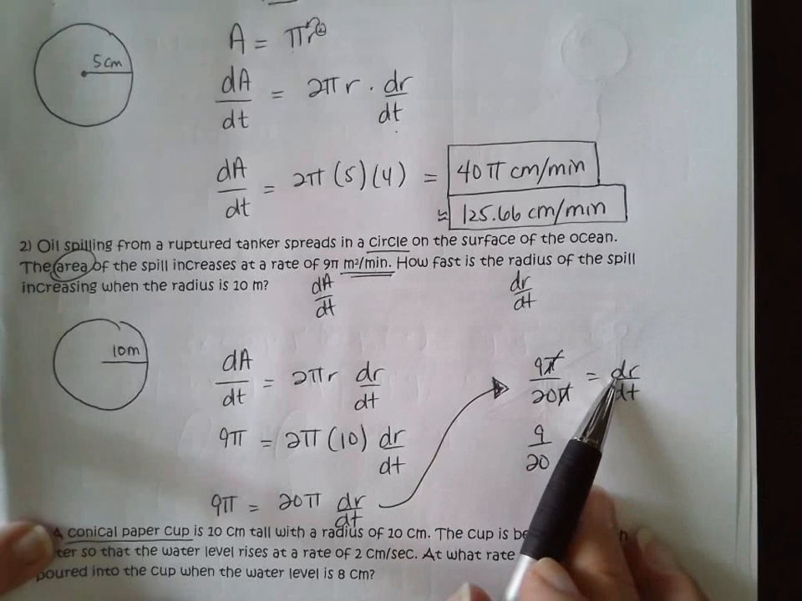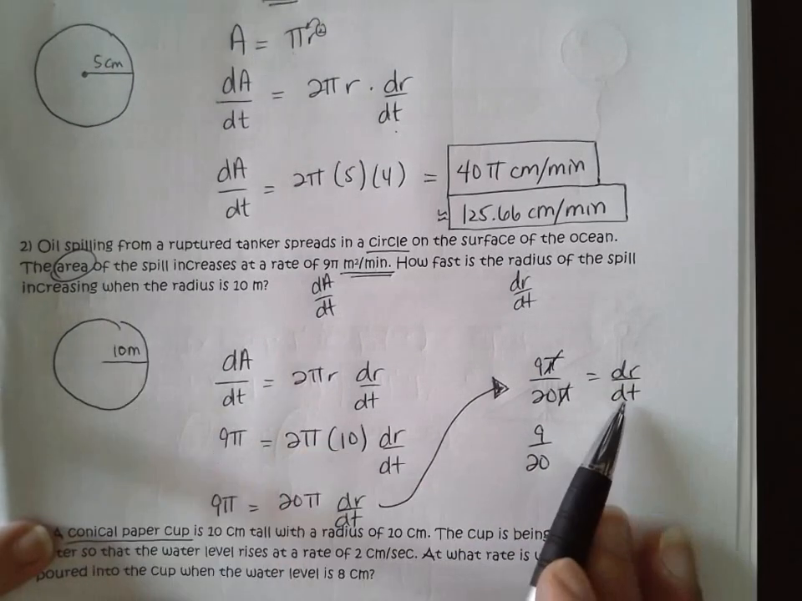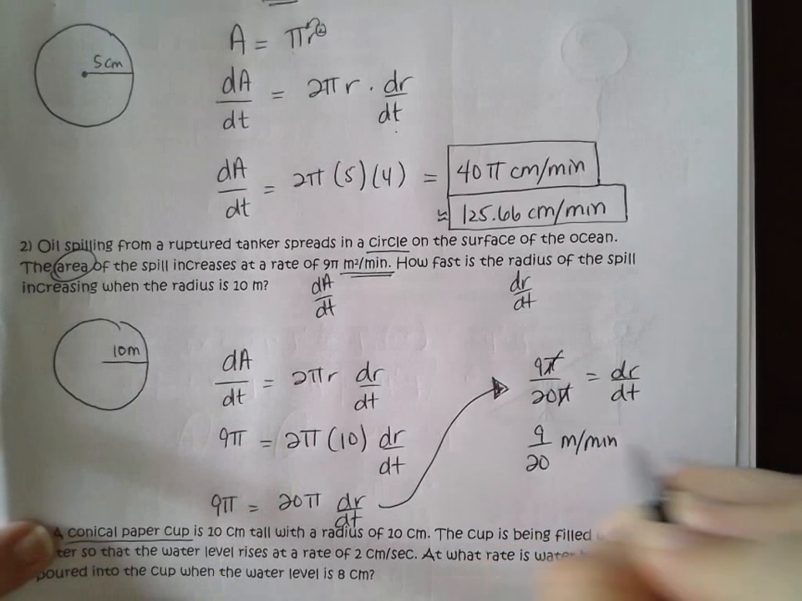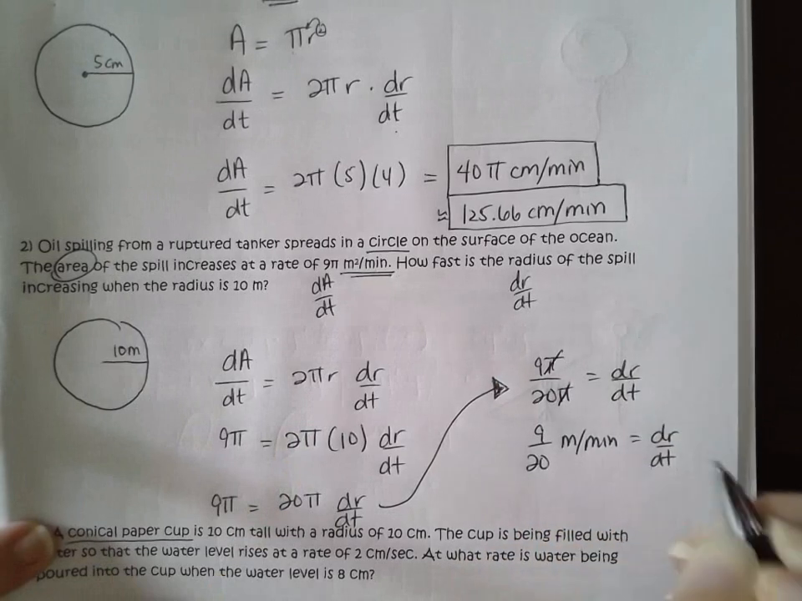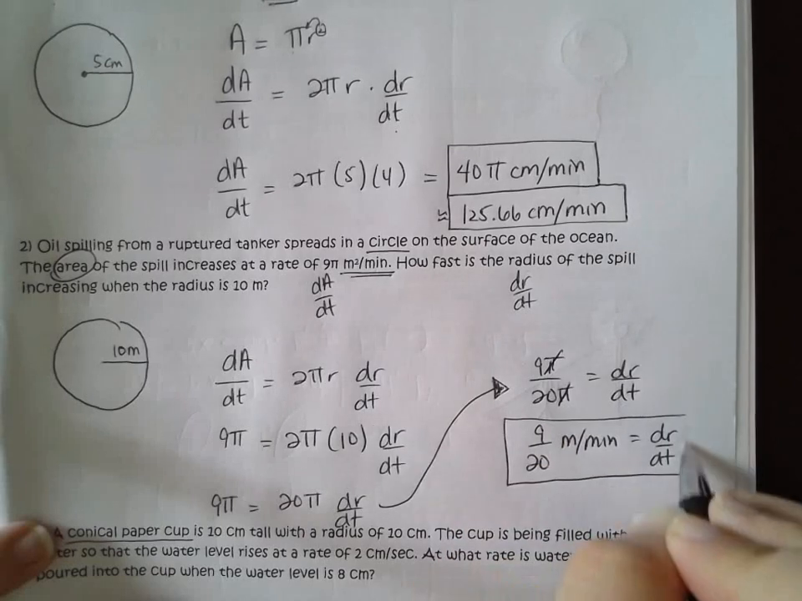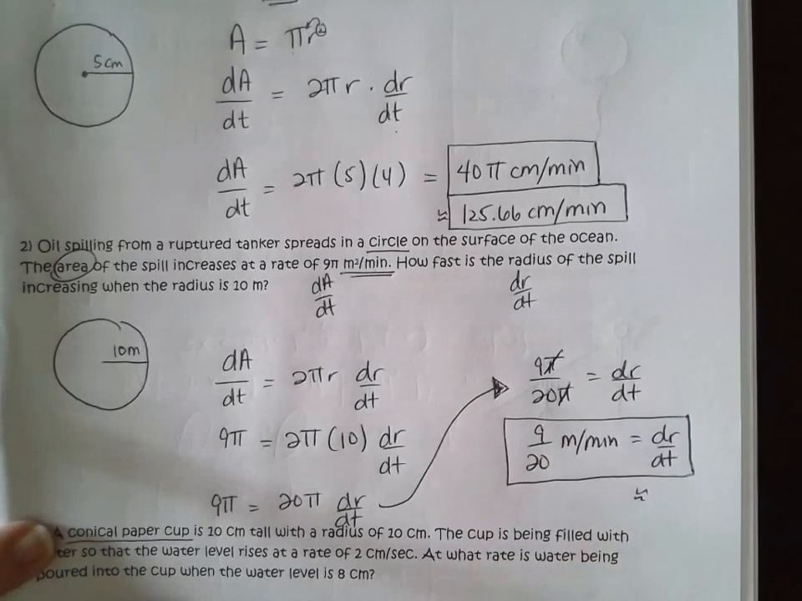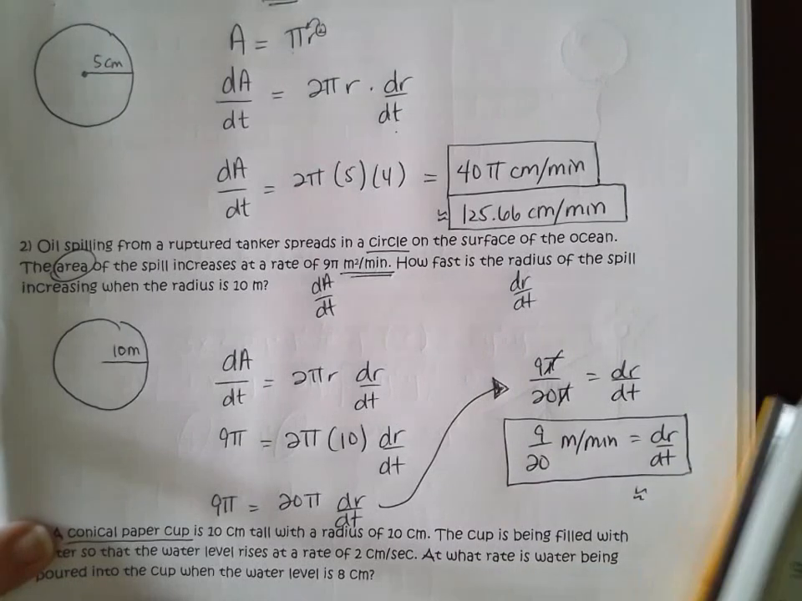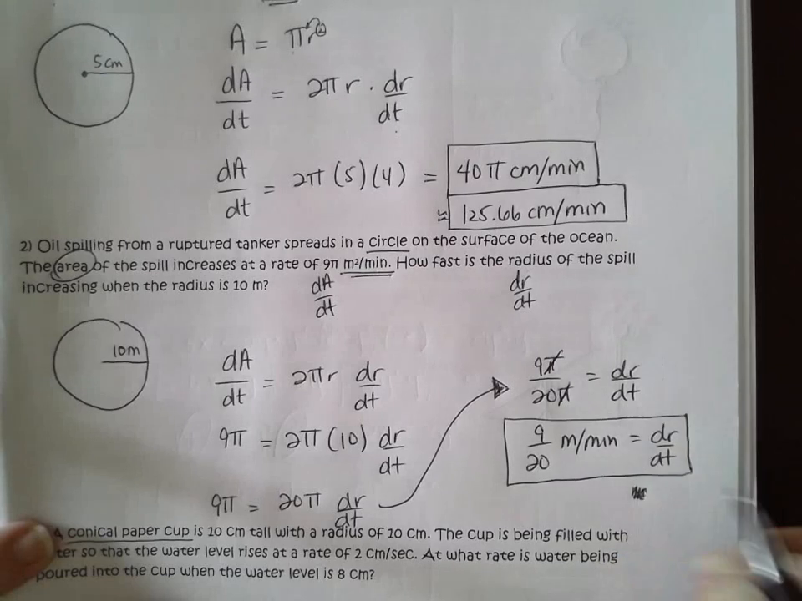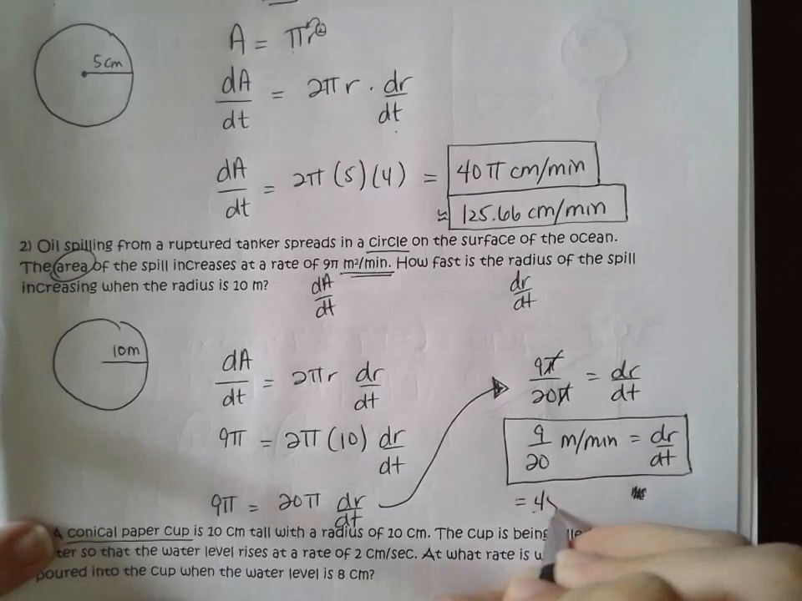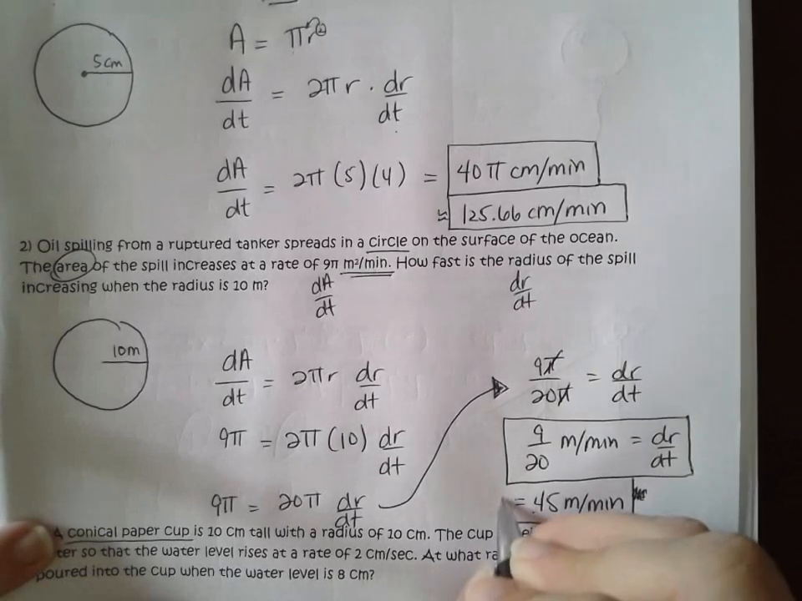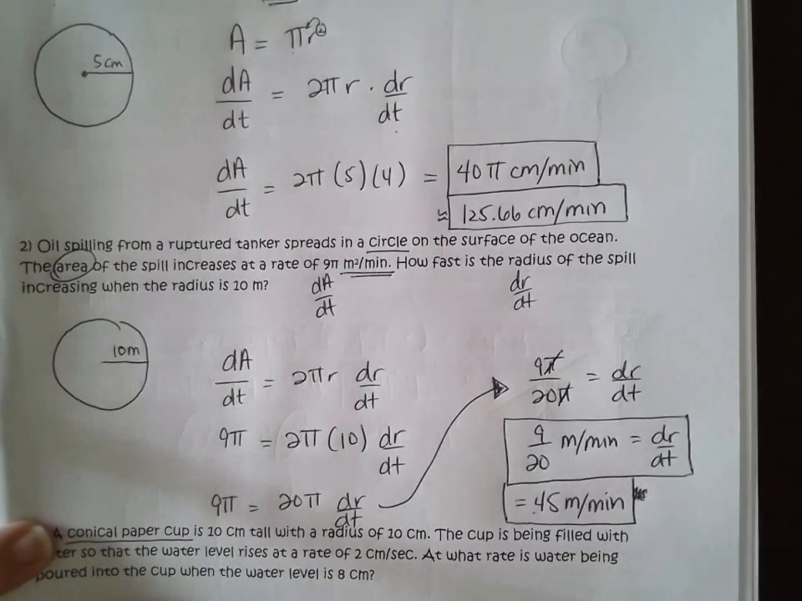Remember, we're talking about radius, which is measured in meters, over time, which is measured in minutes. This is the exact answer. However, the approximate answer, I guess it wouldn't be approximate unless this doesn't come out nicely. It comes out nicely, so 0.45. Okay.